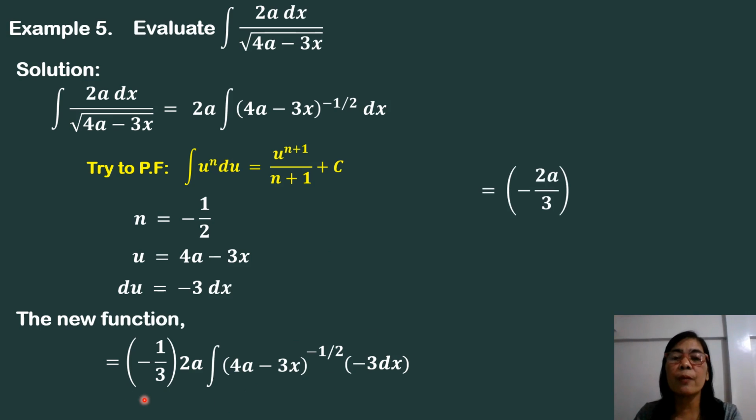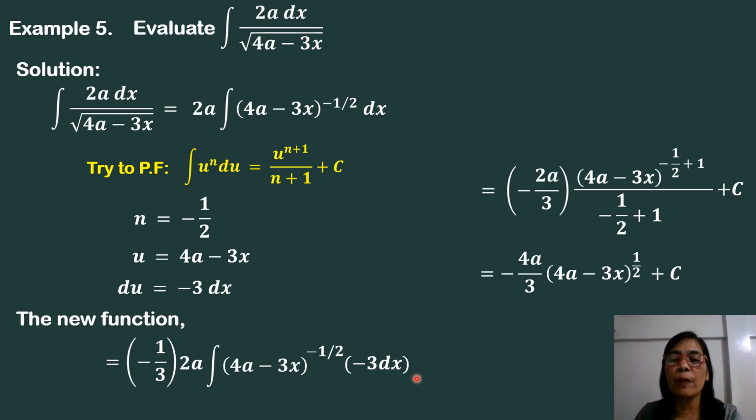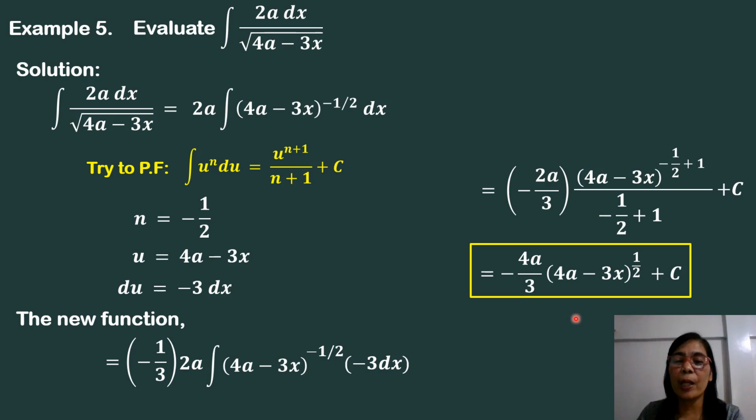First, we copy the constant factor outside, that is negative 2a over 3, and we have our u, which is 4a minus 3x raised to n plus 1 all over n plus 1 plus c. And we just simplify this for our final answer, negative 4a over 3 times the quantity 4a minus 3x raised to 1/2 plus c. So I will just leave to you the checking if this answer is correct. You just need to differentiate this and obtain the given integrand as its differential.